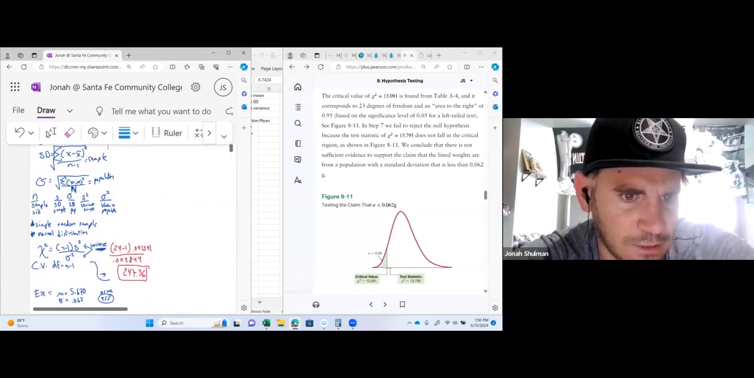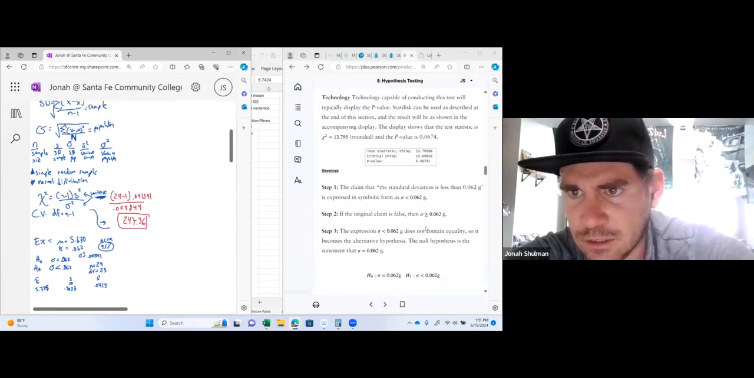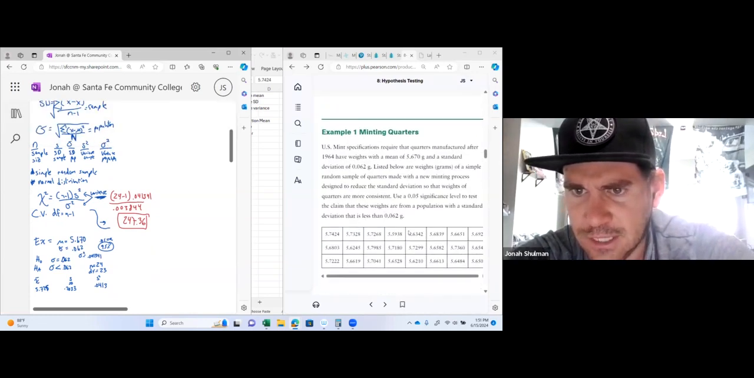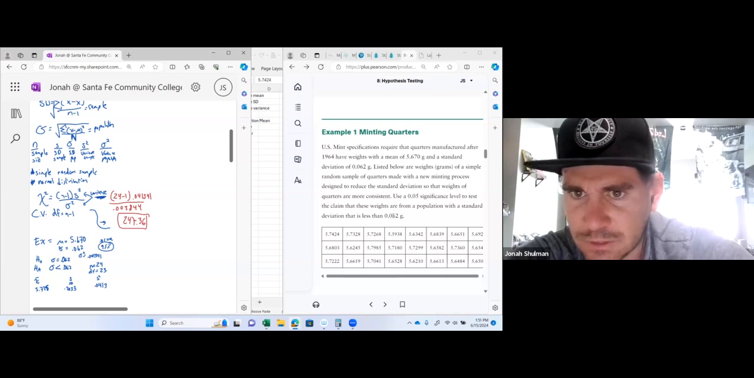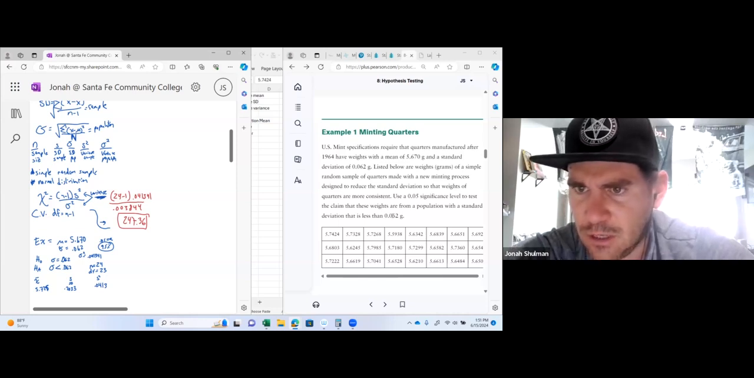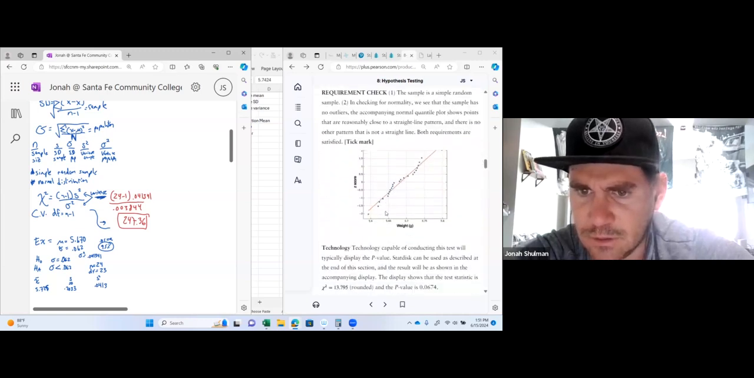It means our set of data right here is not significantly different than this. It doesn't vary as much. We wanted to test the claim that these weights are far from the population. No, they're about the same. So the standard deviation is the same.